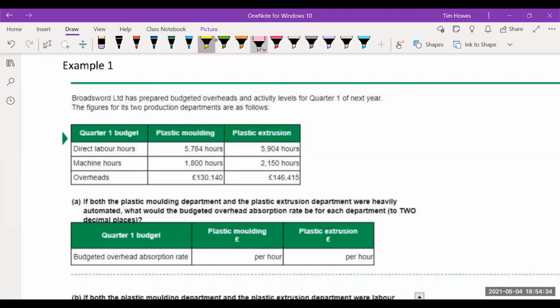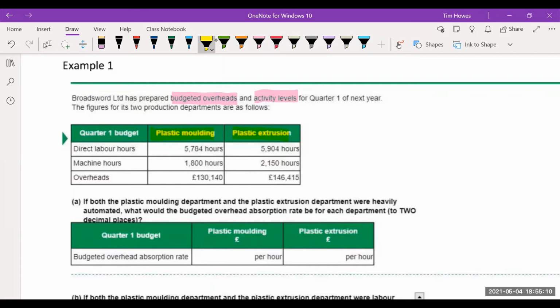So here's example one. Broadsword has prepared budgeted overheads and activity levels for Q1 of next year. They've got 2 production departments. They've got plastic molding, that sounds lovely, we like a bit of plastic molding, don't we? And we've got plastic extrusion. These are budgeted figures. You have got labor hours, you have got machine hours, and you will notice that there are budgeted amounts for both departments.